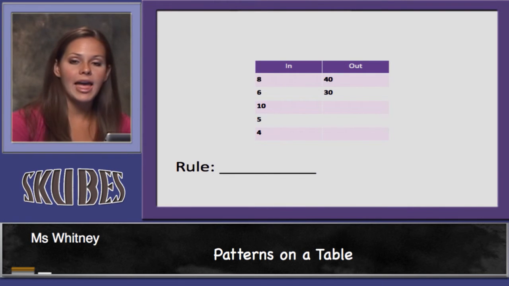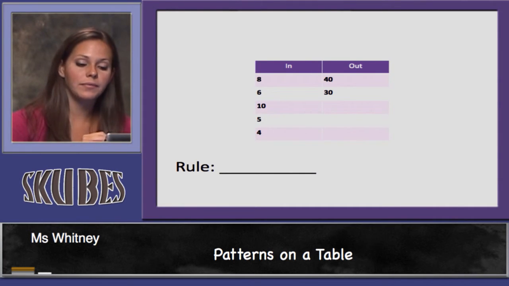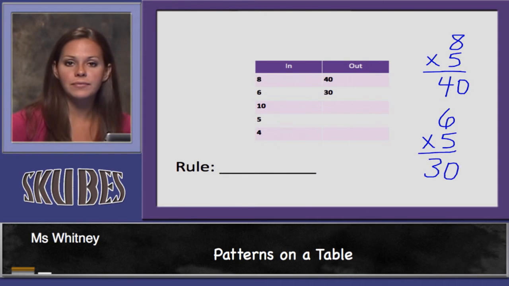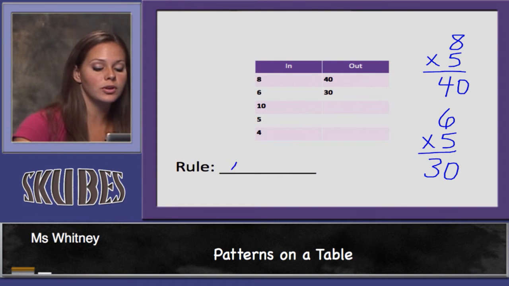In the in column, I have 8. In the out column, I have 40. How do I get from 8 to 40? Let's try multiplying. I know that 8 times 5 equals 40. Let's go down to the next row. 6 times 5 is equal to 30. We found the rule. The rule is to multiply by 5.